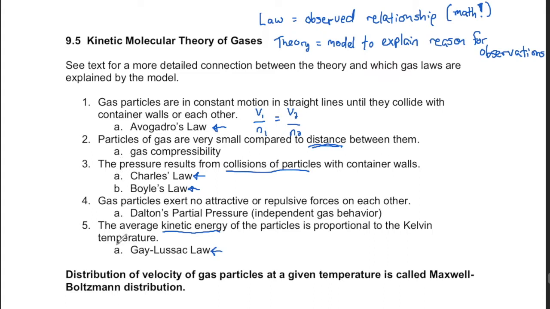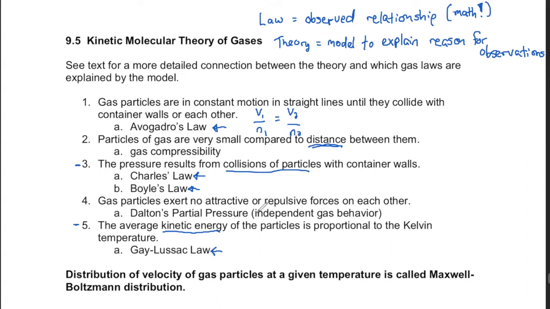So both Charles's law and Gay-Lussac law are explained by feature number 5 of the theory listed. So there's a little bit of overlap. It's not like this explains this law and this explains this law. It's just that these are features of the model that we are presenting, and they agree with a lot of the laws that we've already seen.